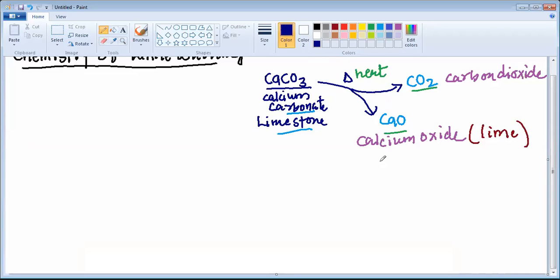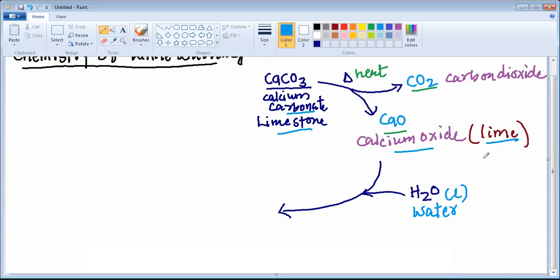Now what happens? This calcium oxide, my dear students, if we add this calcium oxide into the water, so let us add water into it, H2O. This H2O is nothing but water, which is liquid in state. So when we add water into the calcium oxide, which is also known as lime, or quicklime.